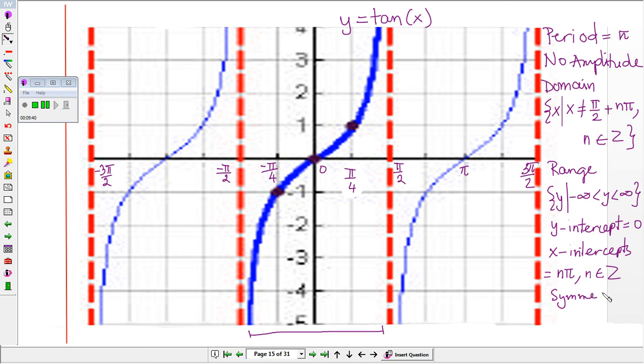And symmetry is the point 0, 0, or the origin. So therefore the function is an odd function.